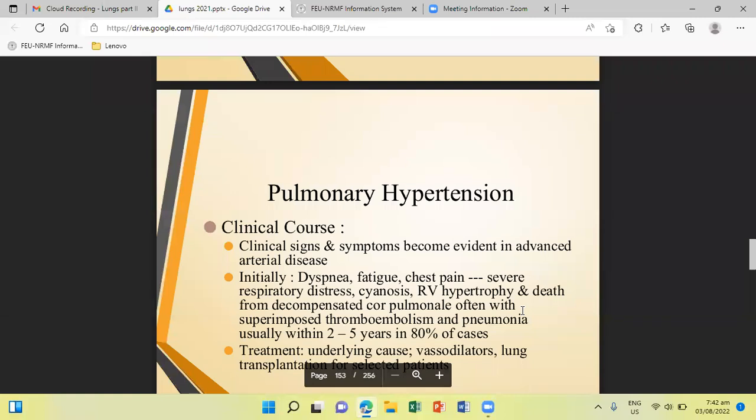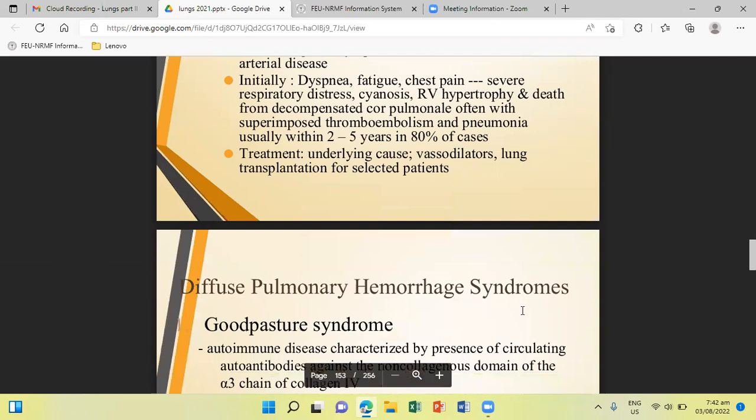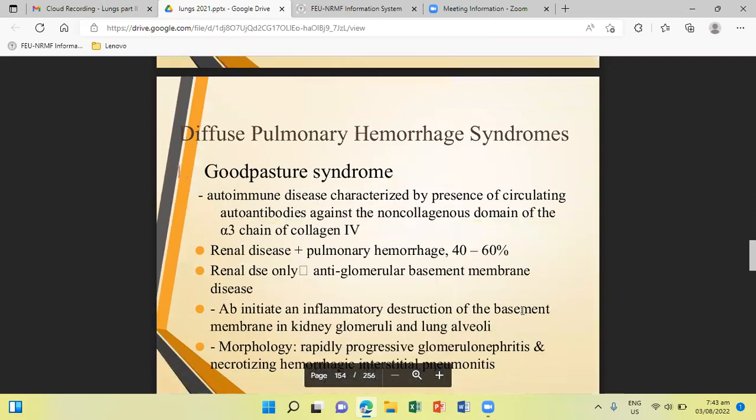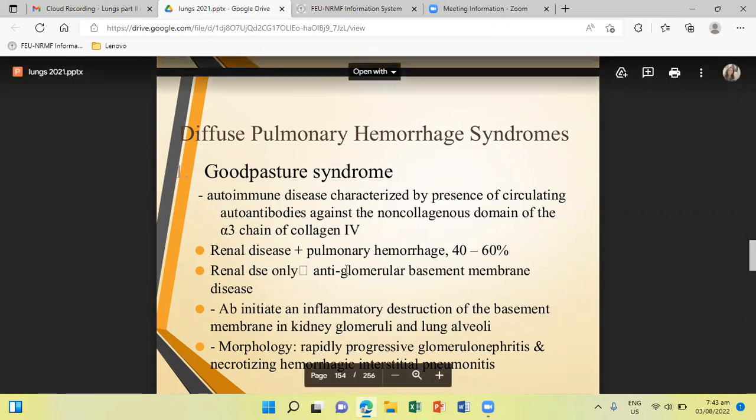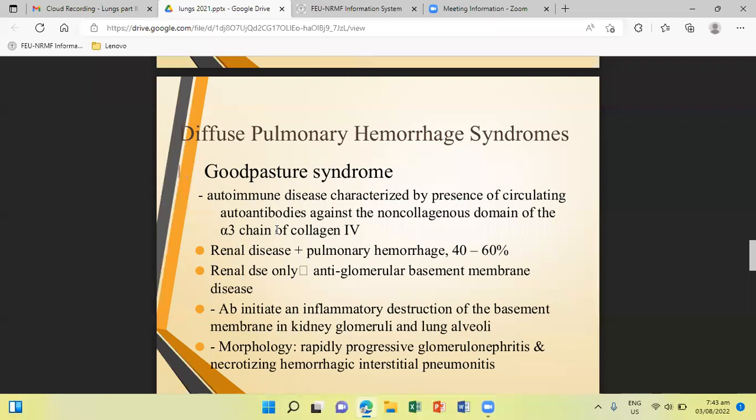cor pulmonale. Now, the next part of the discussion would be focusing on diffuse pulmonary hemorrhage syndromes, and the first on the list is Goodpasture. Goodpasture is an autoimmune disease. Usually you're looking at two organs. The first is the kidney, and the other one is the lung. So again, you look for two organs. One is the kidney and the other one is the lung.